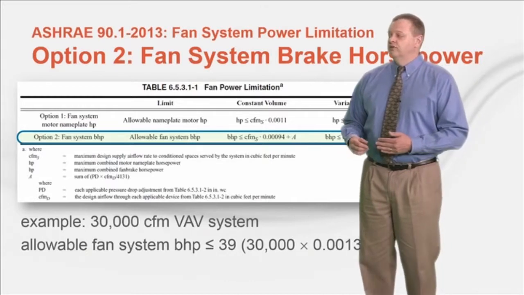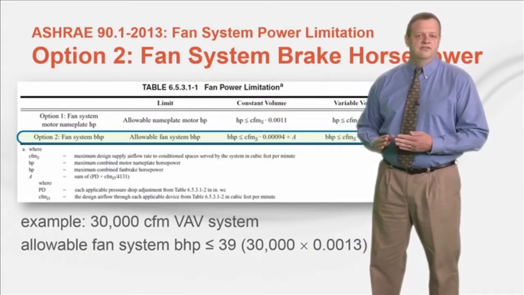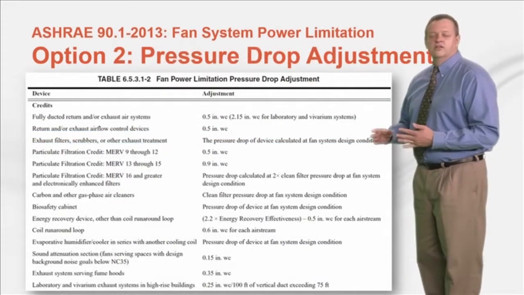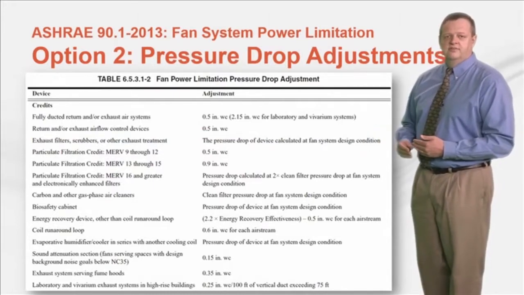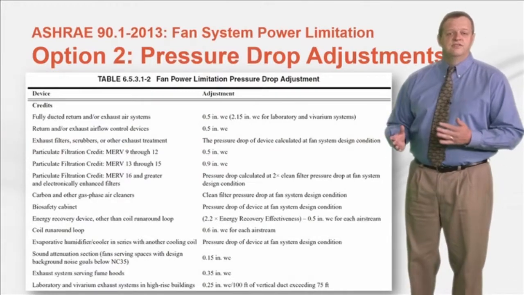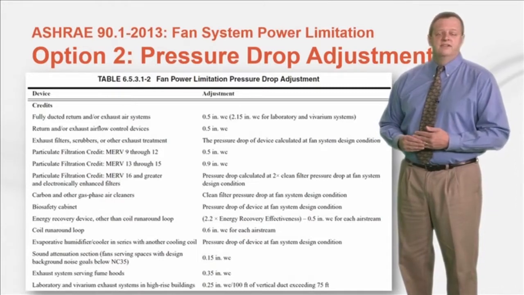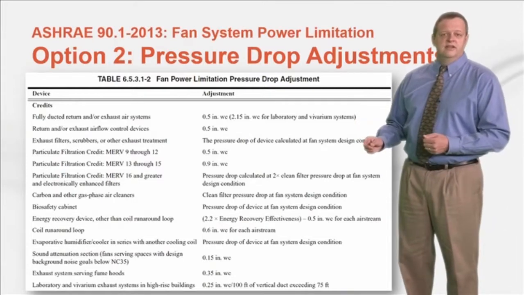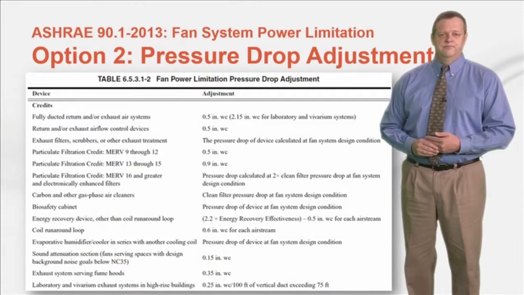But Option 2 also includes this adjustment factor A to account for special circumstances. A second table in the standard includes the adjustment factors for things like fully ducted return or exhaust systems, return or exhaust control devices, high efficiency filters or air cleaners, heat recovery and evaporative cooling devices, or even sound attenuators. These pressure drop adjustments then become a credit that increases the allowable fan system power.